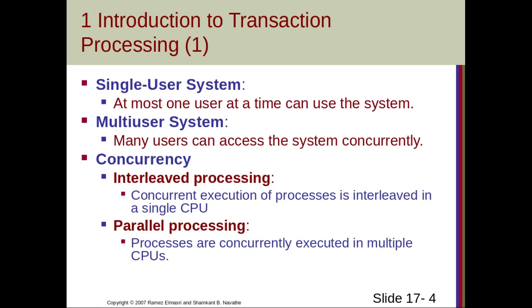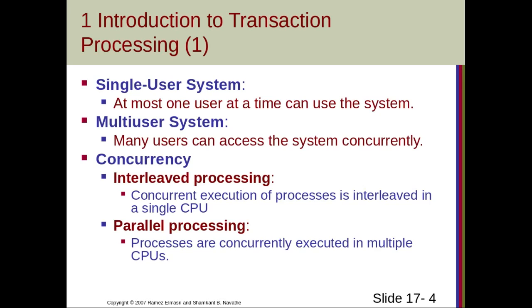In multi-user systems, many users can access the system concurrently. Suppose you have a database and the database is shared among different users, then a number of users are trying to access the multi-user system at the same time. So then there is a need for concurrency, and that concurrency has to be controlled. Concurrency means a number of users are using the system at the same time or trying to access a particular resource at the same time.